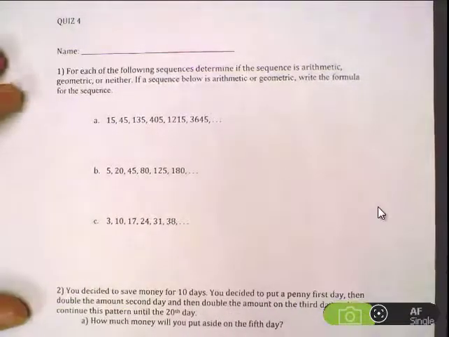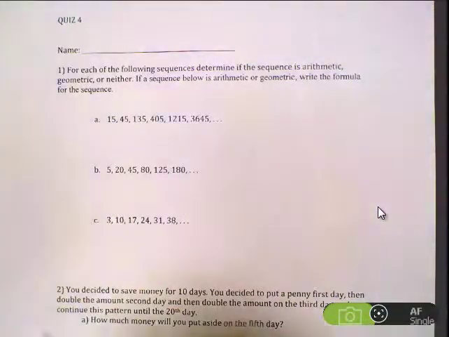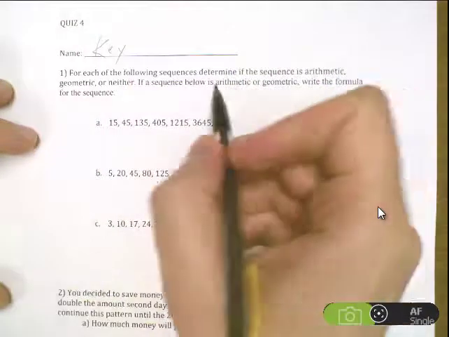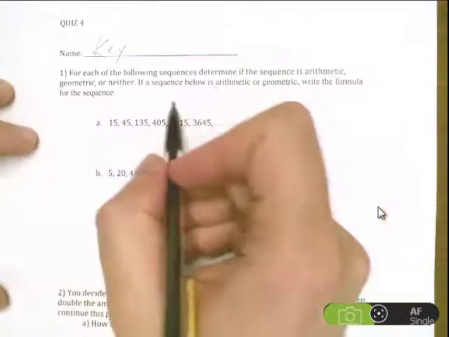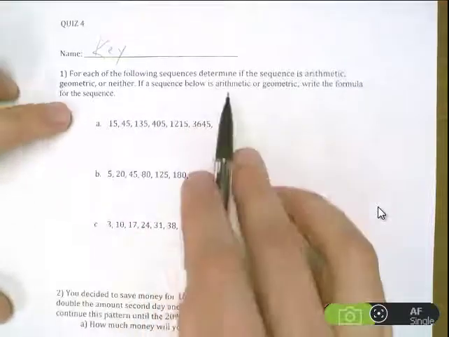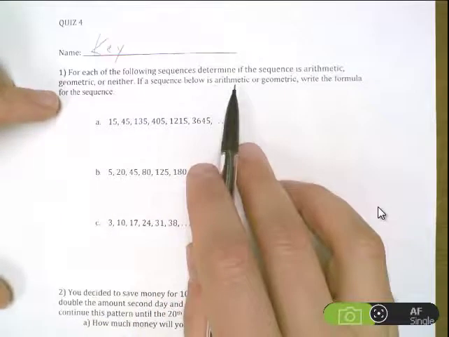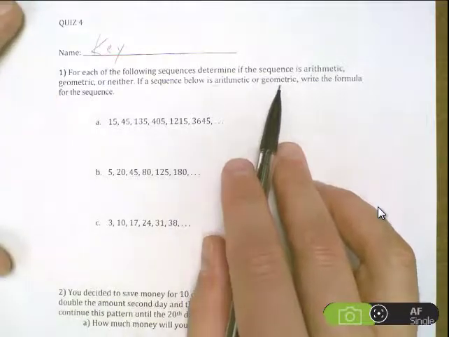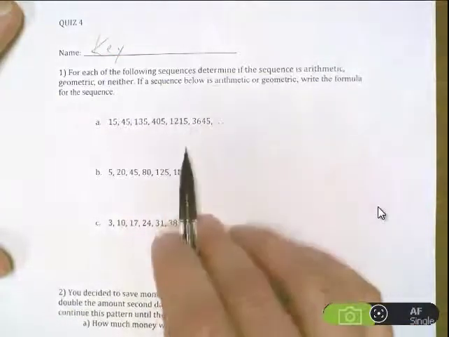Okay. Number one, we want to determine if these sequences are arithmetic, geometric, or neither. So remember, arithmetic means we add the same amount each time. Geometric means we multiply by the same amount each time. We want to write a formula for the sequence.